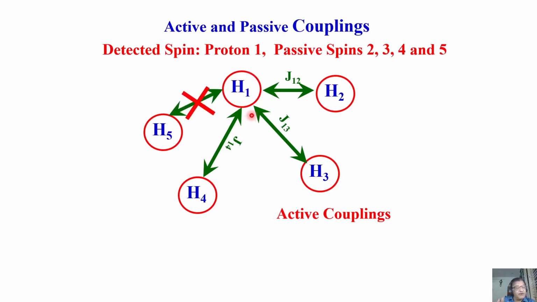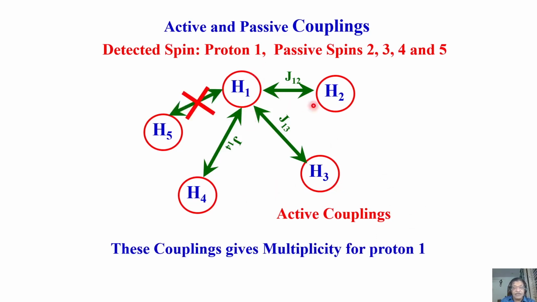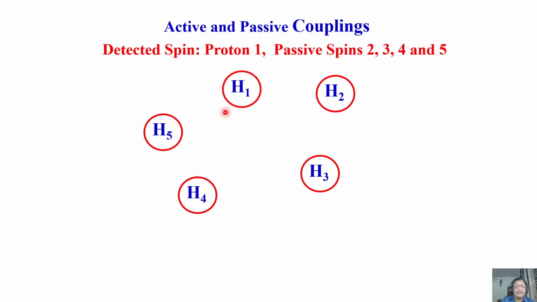Now, if this coupling is 0, no problem. These couplings give us the multiplicity for proton 1. So, active coupling gives you the multiplicity at the site of this proton. Now another thing, we'll extend the logic. What about this coupling 2,5?